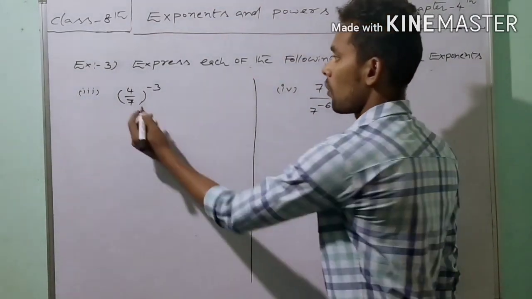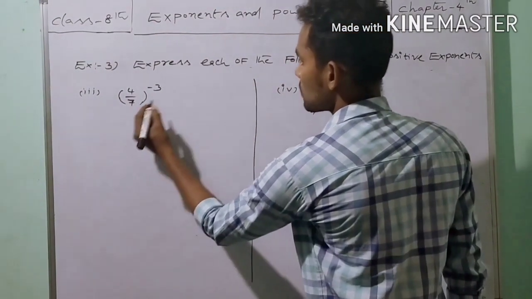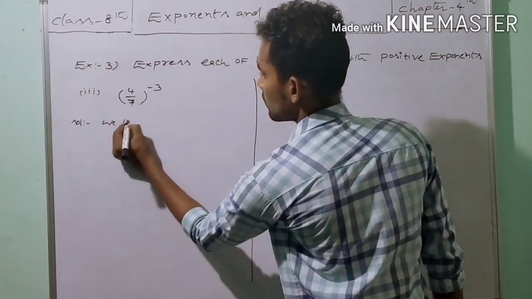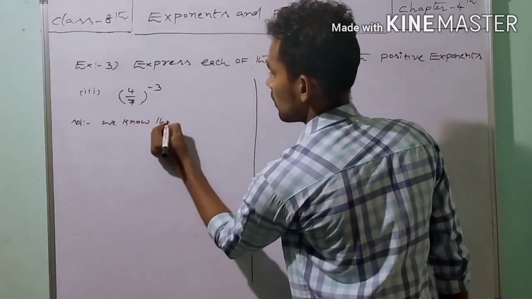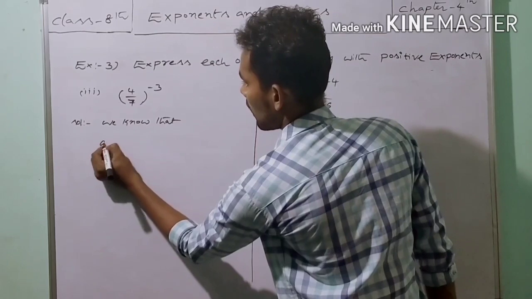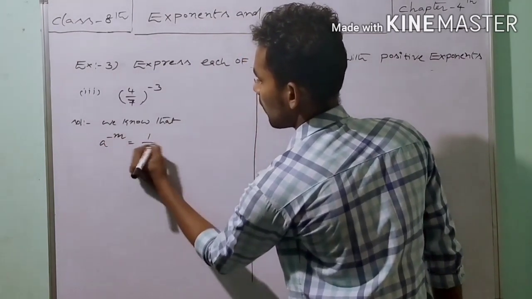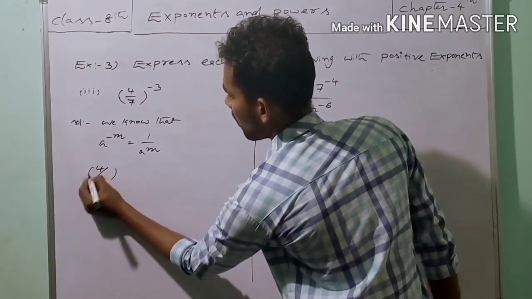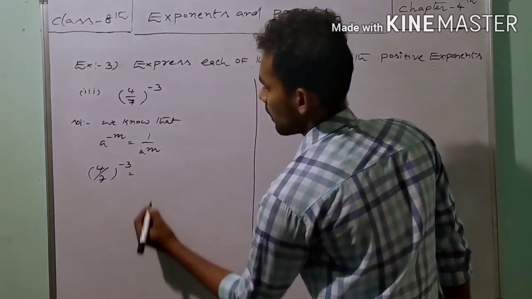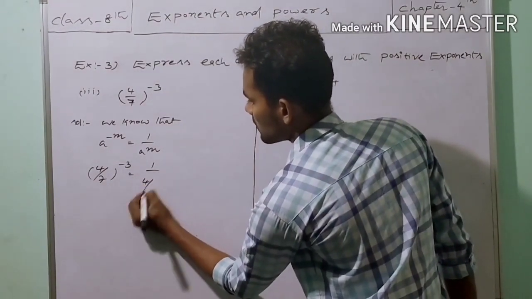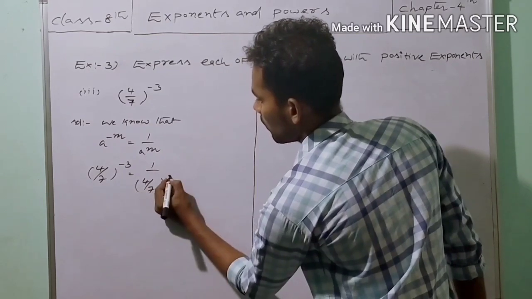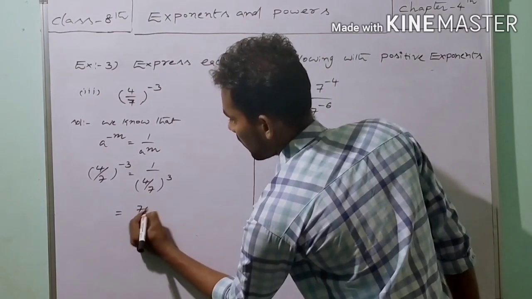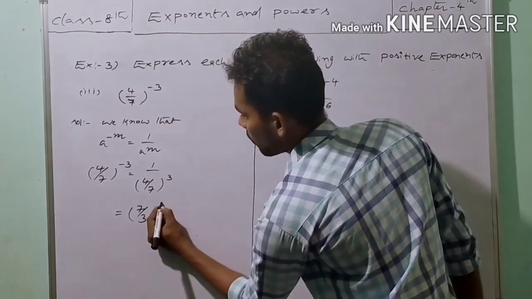Third question, (4/7) whole power of minus 3. Solution, we know that a power of minus m equals 1 by a power of m. (4/7) whole power of minus 3 can be written as 1 by (4/7) whole cube, which equals the reciprocal, (7/4) whole power of cube.